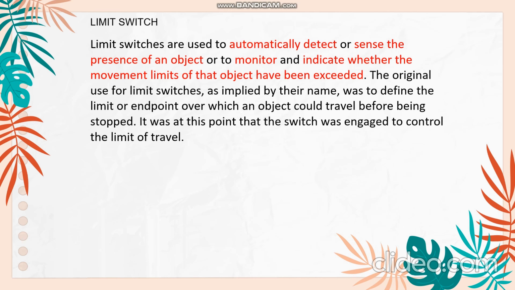And for the limit switch, it is used to automatically detect and sense the presence of an object, or to monitor and indicate whether the movement limit of that object has been exceeded. The original use for limit switch, as implied by their name, was to define the limit or endpoint over which an object could travel before being stopped. It was at this point that the switch is engaged to control the limit of travel. Okay, that's all for me, and my friend will continue it.